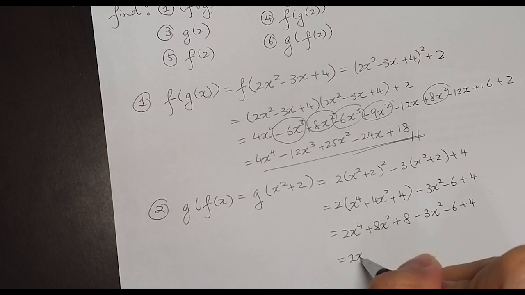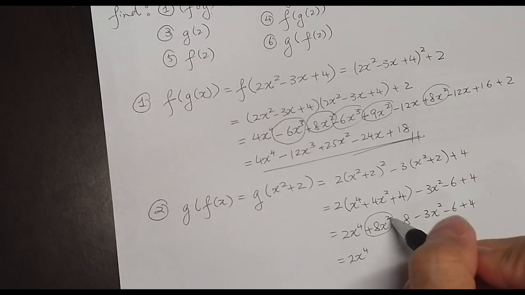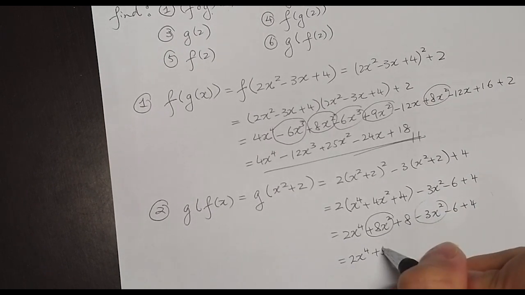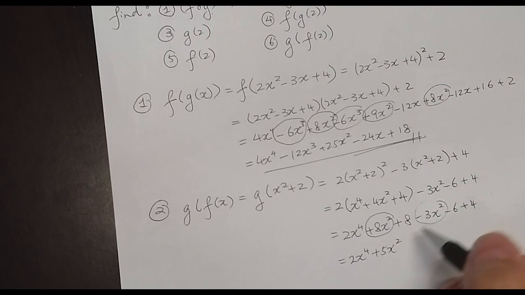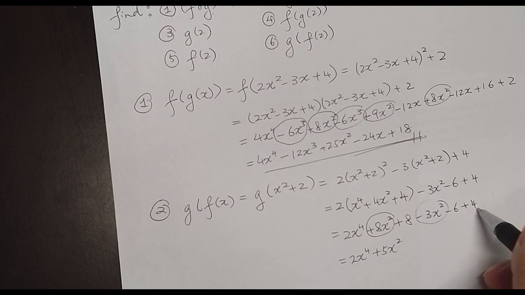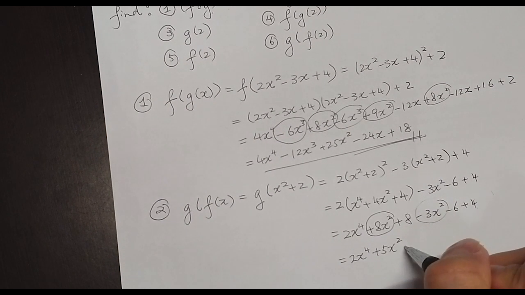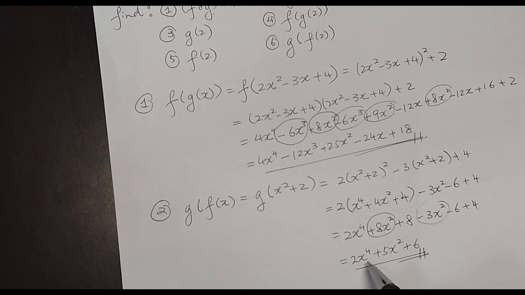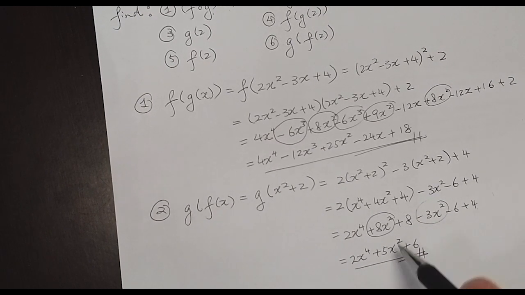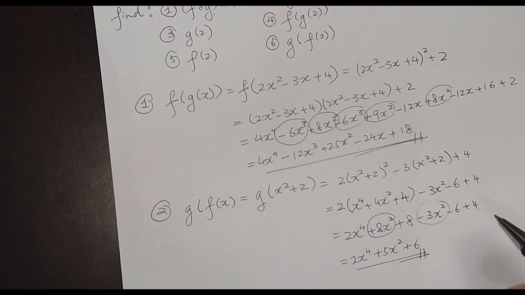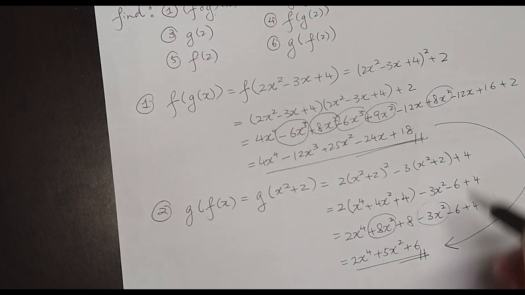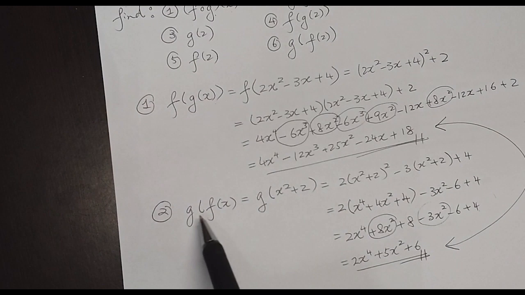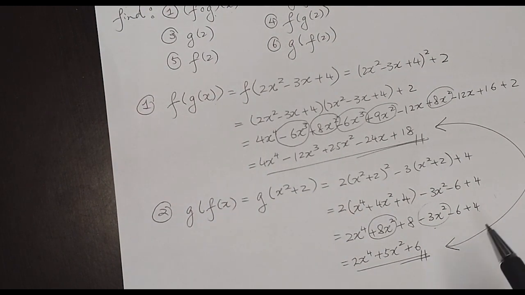And we get 2x to the power of 4 plus 8x squared minus 3x squared, which is 5x squared, plus 8 plus 4 minus 6, which is 12 minus 6, plus 6. So g composite of f of x equals 2x to the 4 plus 5x squared plus 6. So you can see here, these two answers are different. If we put f composite of g or g composite of f, the answer will be different.